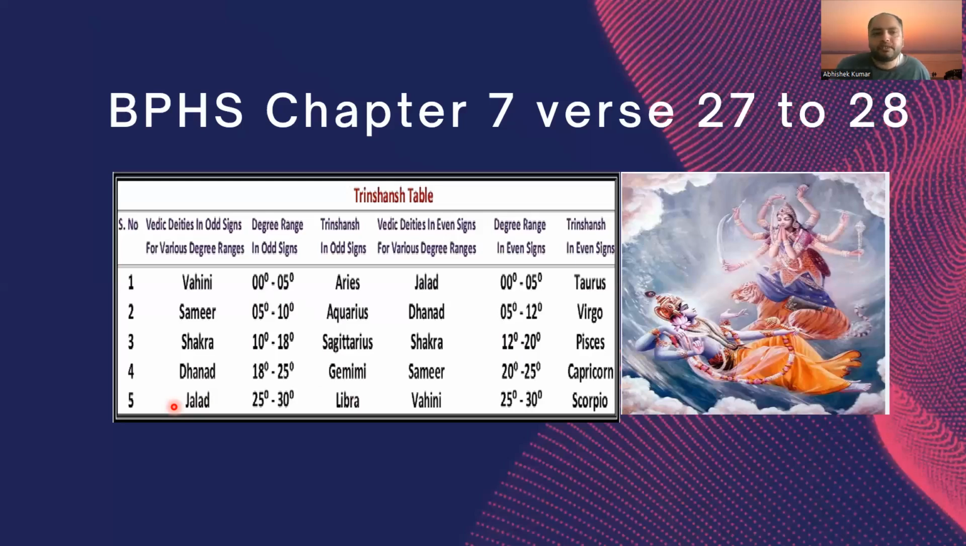So this is the odd block, and similarly this is the even block. Allocation is similar to the even block, only the lordship is reversed. So Bahani is now here at the bottom, then Samir, Sakra, Dhanat, Jala. That is some first difference. And the second difference is allocation. That is, the first is going to Taurus, then Virgo, then Pisces, Capricorn, Scorpio.